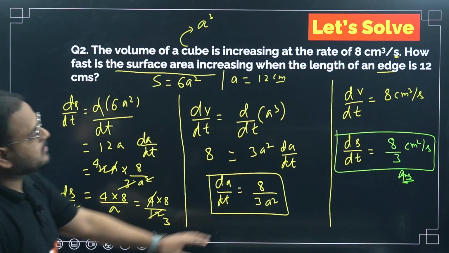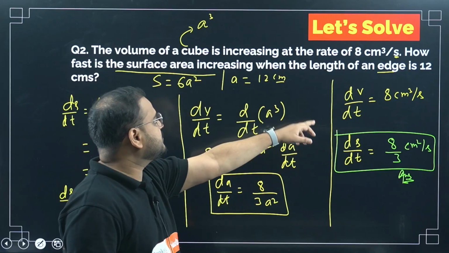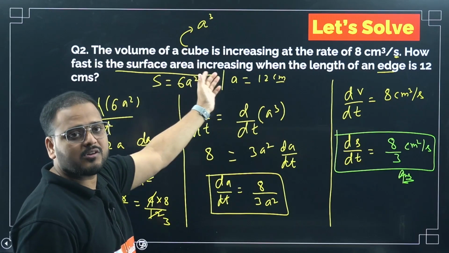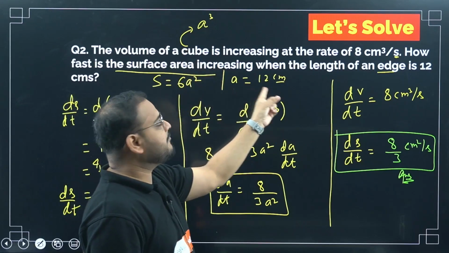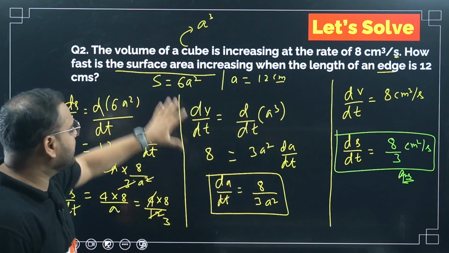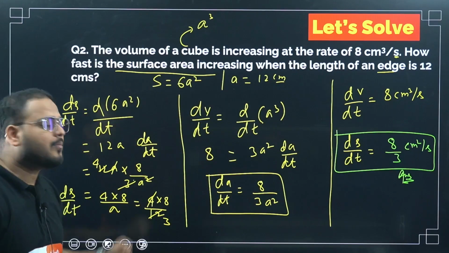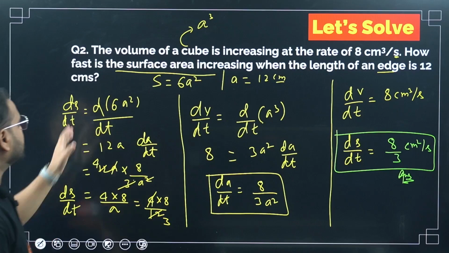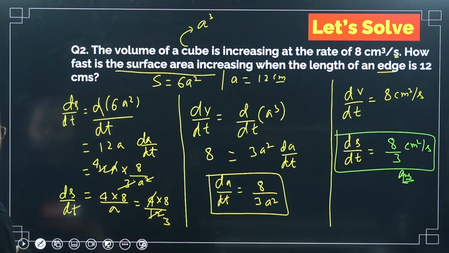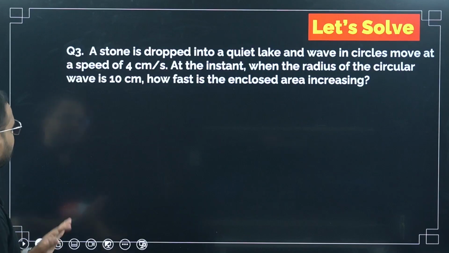Okay. First we saw what was given. This was given. We assumed this side length to be a. Got the formulas for volume and the surface area. Same, we found the a value. The a value was given as 12, so we took that also. And then we did differentiation for the volume. Got my dA by dt value. Used it in dS by dt, and got the answer as 8 by 3. I hope it is clear.